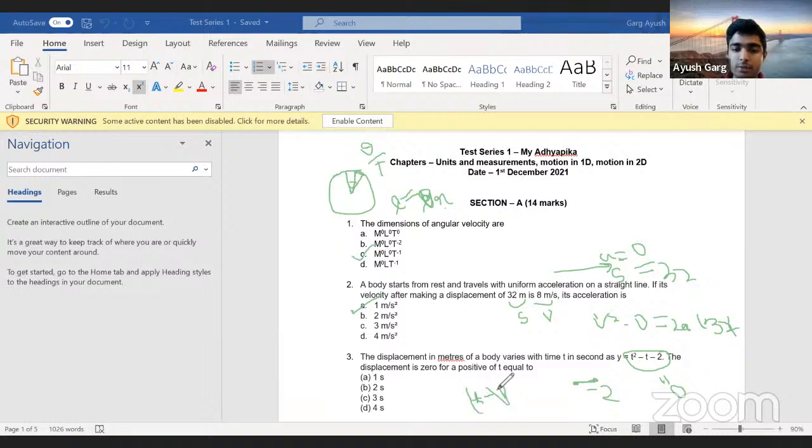But once you do that, you're going to break this down as minus 2t plus t. So t into t minus 2, plus 1 into t minus 2. So t plus 1 into t minus 2. Okay.